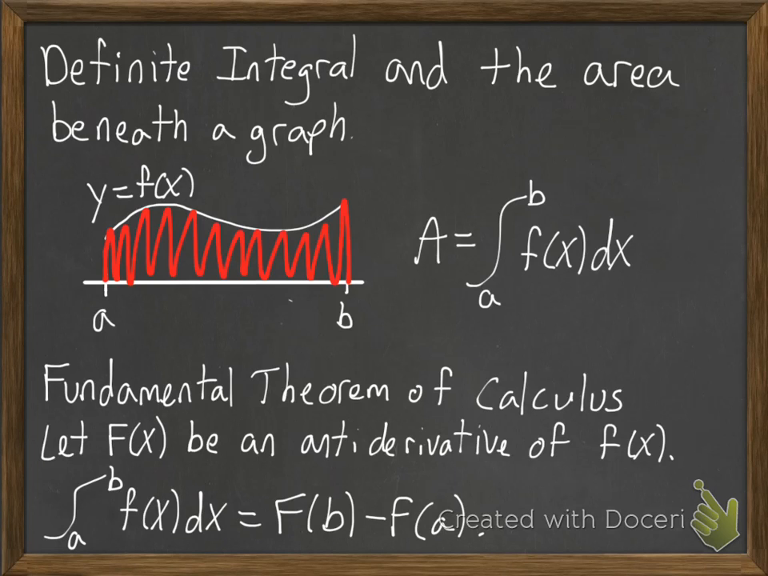Now, the fundamental theorem of calculus tells us that if capital F of x is an antiderivative of little f of x, then the definite integral from a to b of f of x dx is equal to the difference. Just evaluate the antiderivative at the two endpoints and take the difference, and that'll actually, remarkably, give us the area beneath that graph. A really neat thing that works out. And that's called the fundamental theorem of calculus.